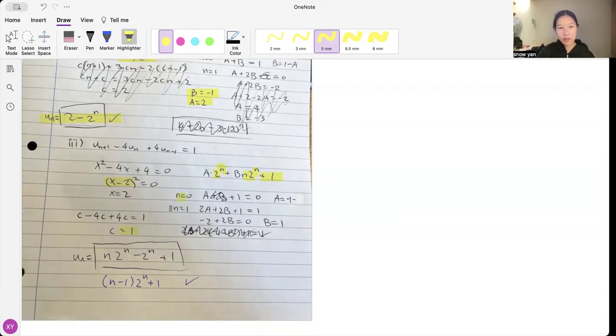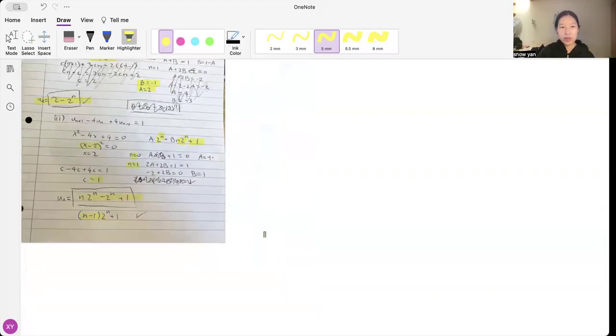Then we use the classic boundary conditions to find what a and b are, and then we get to this form. And now one further step from this form to make it look nicer is just to combine the n minus 1 together and extract out the 2 to the n. So it looks slightly nicer, but essentially we get to the same solution.